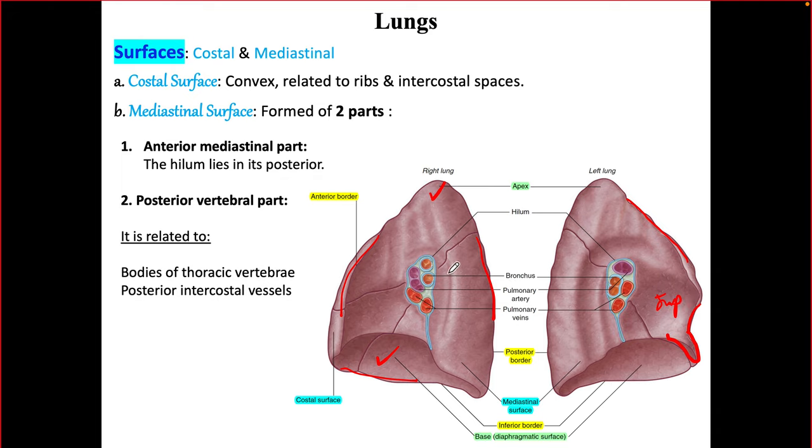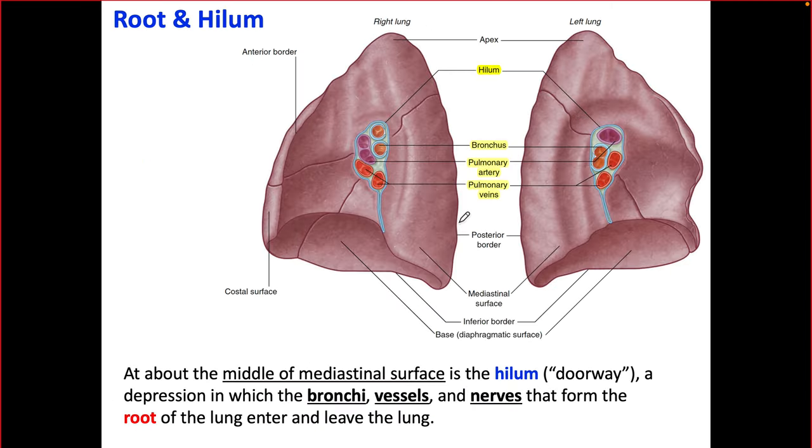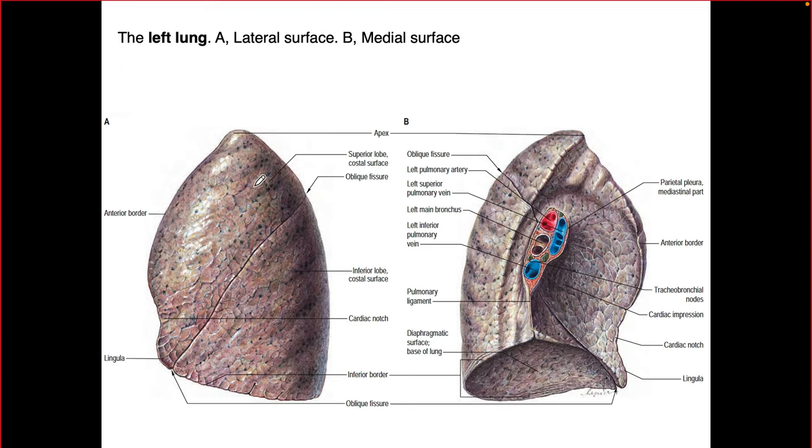Very simple. You have two surfaces. The costal surface, which is, unfortunately, where is that? This is the costal surface. Look at it. The lateral surface, the costal surface, is against the ribs. Look here. There is an impression for ribs, so an intercostal space and intercostal muscles. And you have the mediastinal surface.